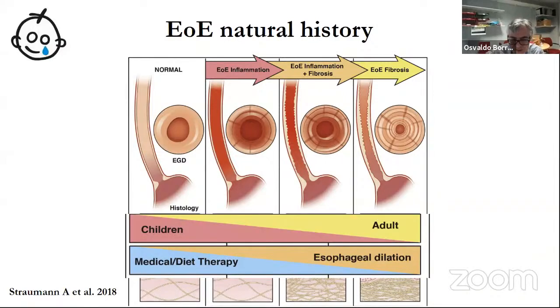For that reason, it's very important, mainly in children, to establish the correct diet, so that we can at least avoid narrowing in young adults and adults. Later, of course, for esophageal stricture, we require recurrent dilatation.